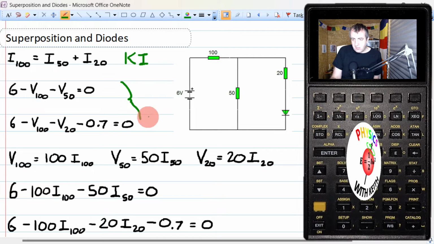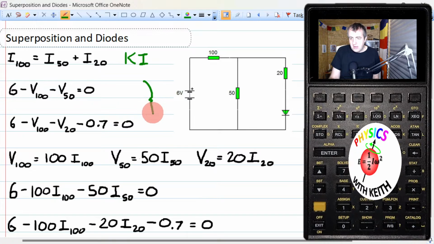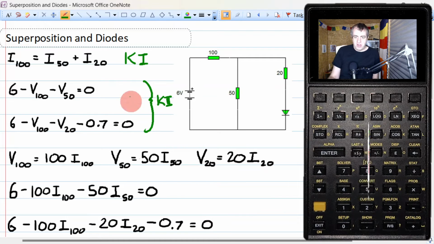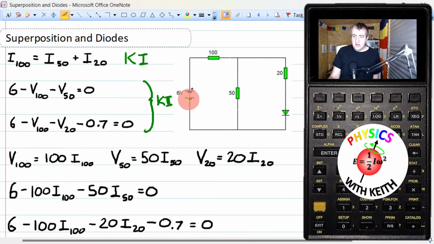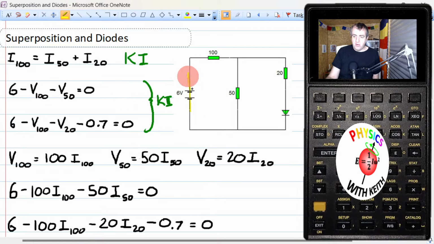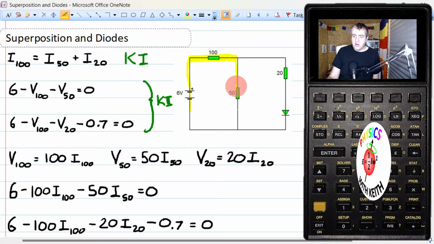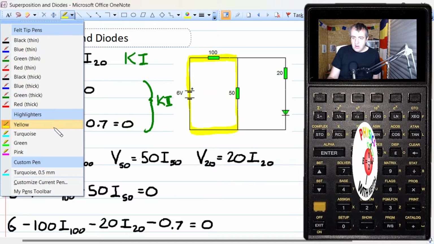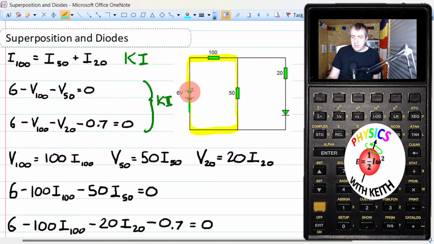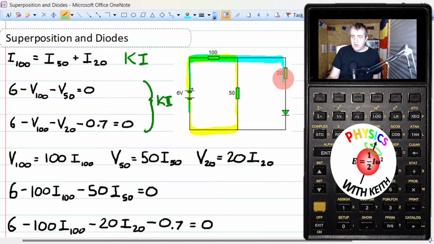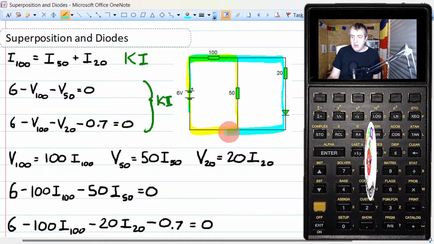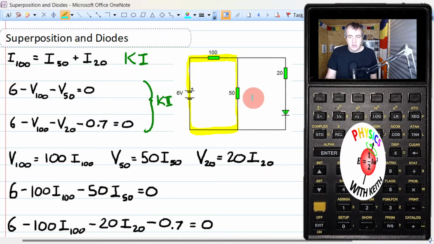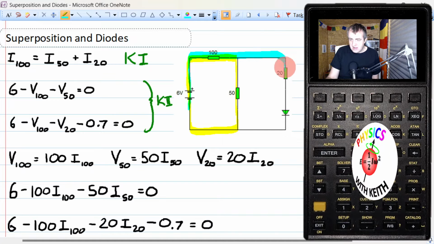Now these two come from Kirchhoff's second law, which is Kirchhoff's voltage law for loops. So if we look at each of these loops in turn, the first loop, we pick up 6 volts, then we drop off V100, drop off V50, and then we're back to the power supply, and that's the loop. The second loop we're going to look at is picking up 6 volts, then we're going to drop off V20, then drop off 0.7, and then we're back at the power supply again. So you can see we've got those 2 different loops that we are going to analyse. I might as well leave that coloured in.